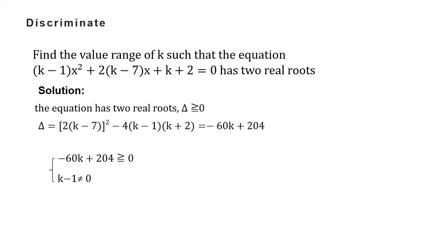But then there's a very important part that many people miss when you're doing questions in competitions or tests: for the equation to even have two real roots, it has to remain a quadratic. So if k minus 1 is 0, after simplification there is no x squared term, it's no longer a quadratic and therefore does not have two roots at all. So k minus 1 must not equal 0. From that, you get that k is less than or equal to 17 over 5, and k does not equal 1.